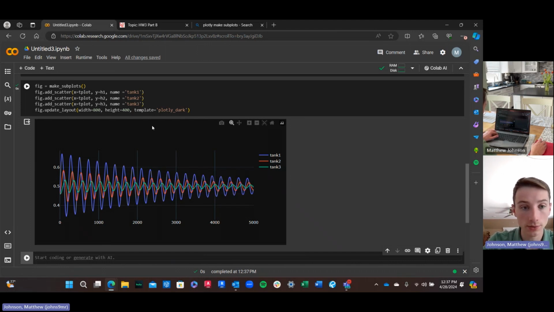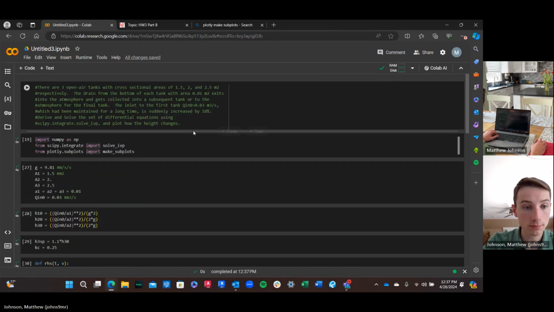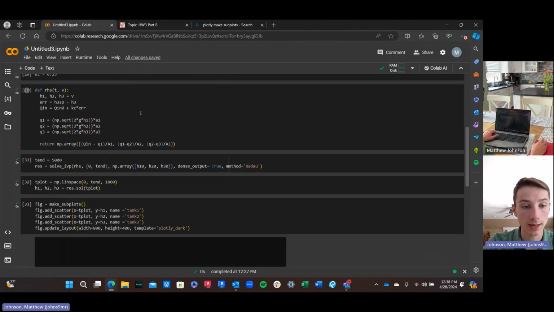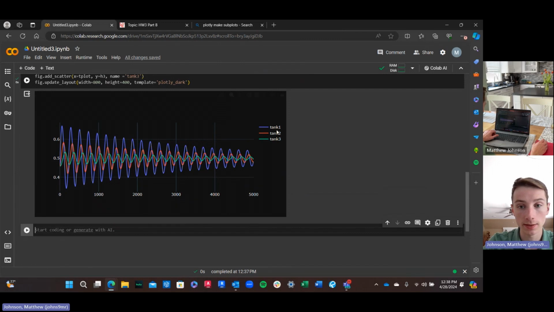Okay, so I think we've completed our problem now. We have used scipy.integrate.solve_ivp to derive and solve the set of differential equations, and we've plotted how the height changes over time. So I think we are good.